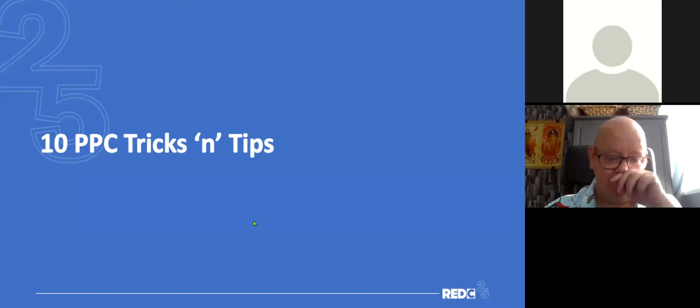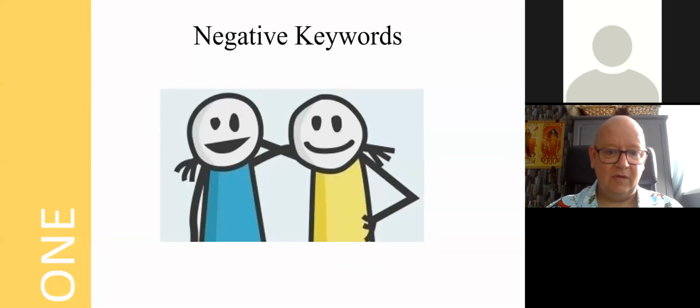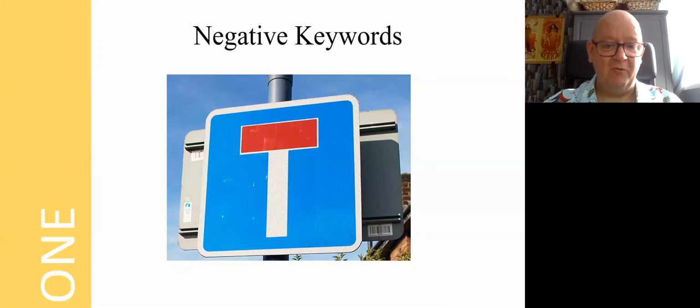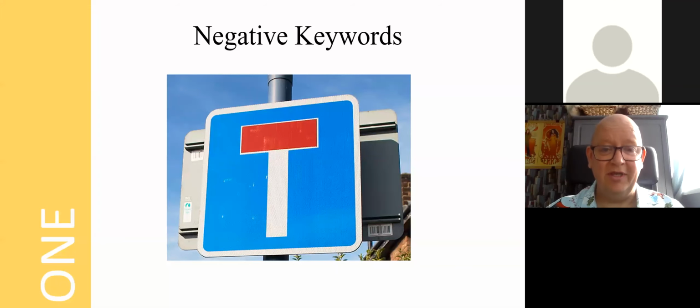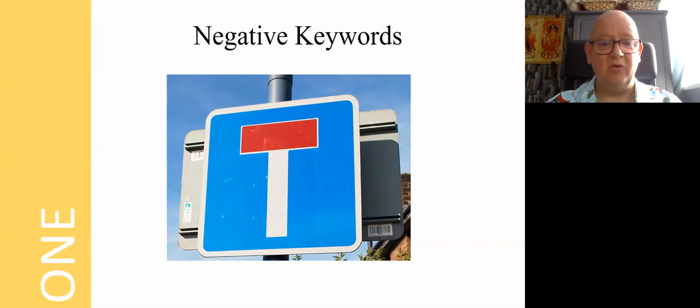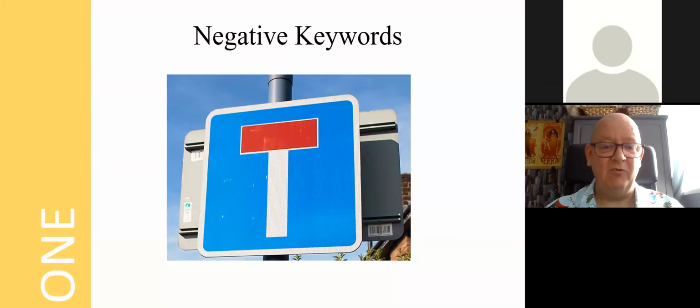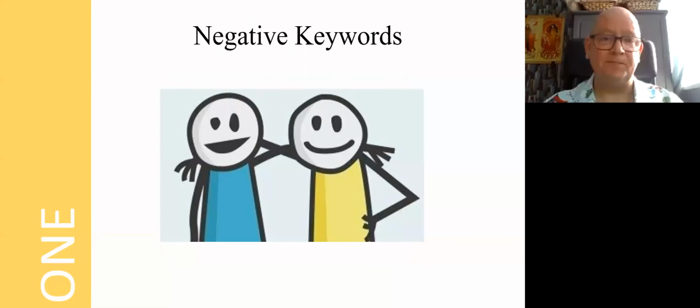So 10 PPC tips and tricks. Starting off, we're going to go with negative keywords. So when you're building your campaign, the negative keyword is so useful. You really should be using them all the time. The last thing you want to do is be paying for dead-end clicks that people are looking for entirely different products, and they're not going to want what you're offering. So this is where negative keywords can be your best friend. Helps you filter out all that irrelevant traffic.